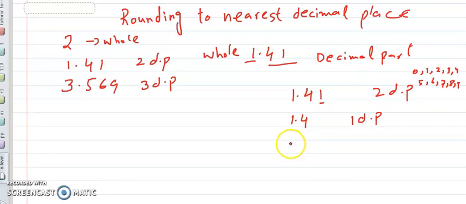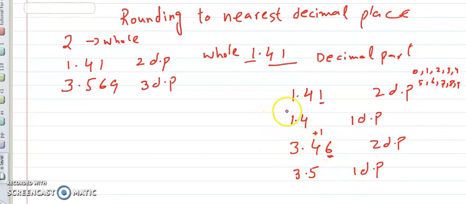For example, if we have 3.46, this has two decimal places. If I have to round it to one decimal place, I need to look at the second decimal place. Now the second decimal place is 6, so it means we will add 1 here. So it will become 3.5. So this is to one decimal place.